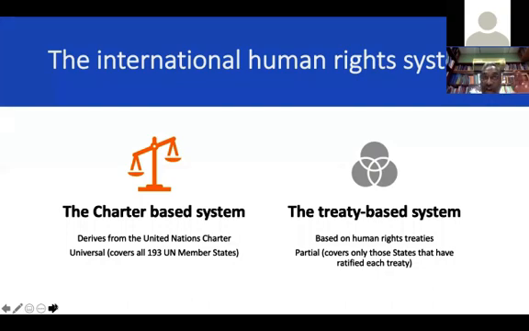So the charter-based system is based on the UN Charter and covers all the member states of the globe, of the United Nations. And the treaty-based is based on human rights treaties. So charter-based, treaty-based, two types.